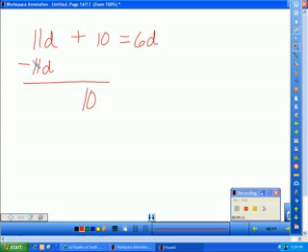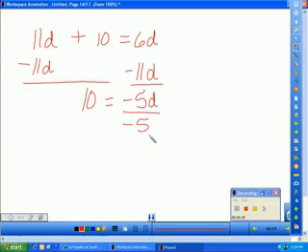Remember our golden rule of equations. If I subtracted 11d over here, I have to subtract 11d over here. 6d minus 11d is minus 5d. Now, I just have a plain old one-step equation. Now I'm multiplying d times negative 5. I want to undo that multiplication by using the inverse of multiplication, which is dividing by negative 5.